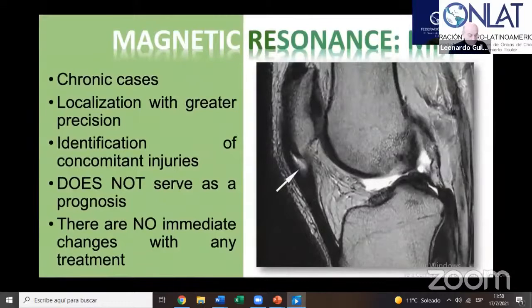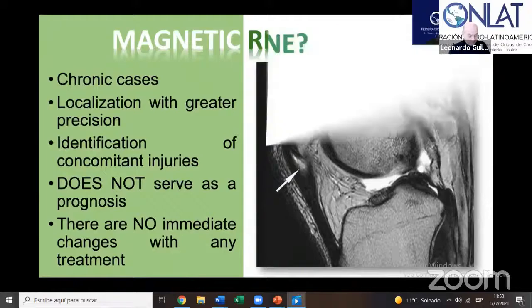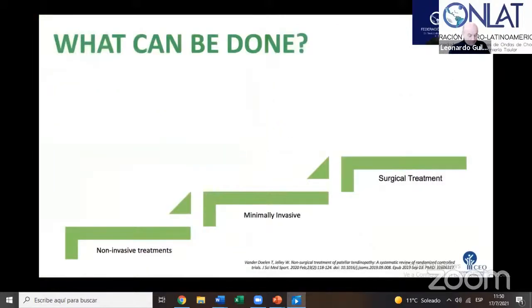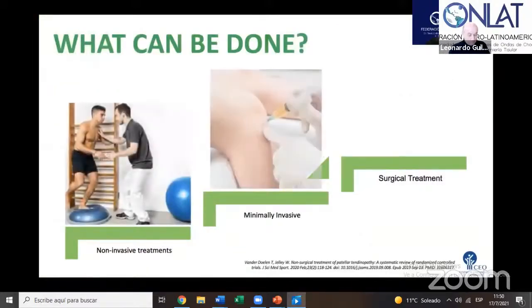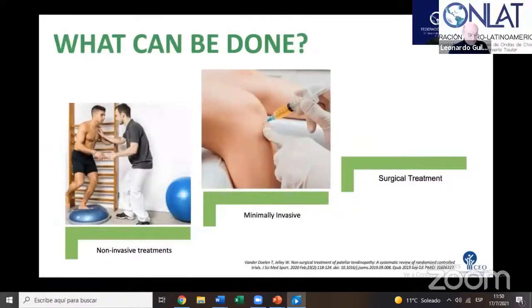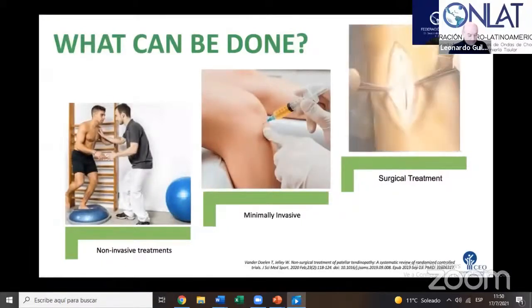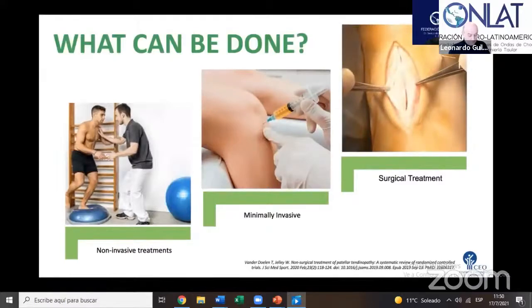MRI is used only for chronic case localization with greater precision and identification of concomitant injuries like ligament injuries, but does not serve as a prognosis, and there are no immediate changes with any treatment. But non-invasive treatment, minimally invasive treatment, or surgical treatment may be necessary.